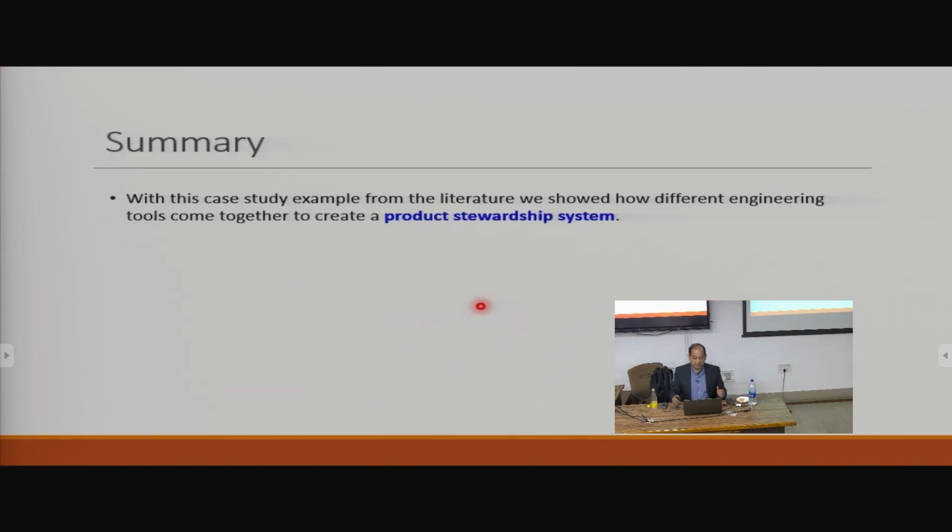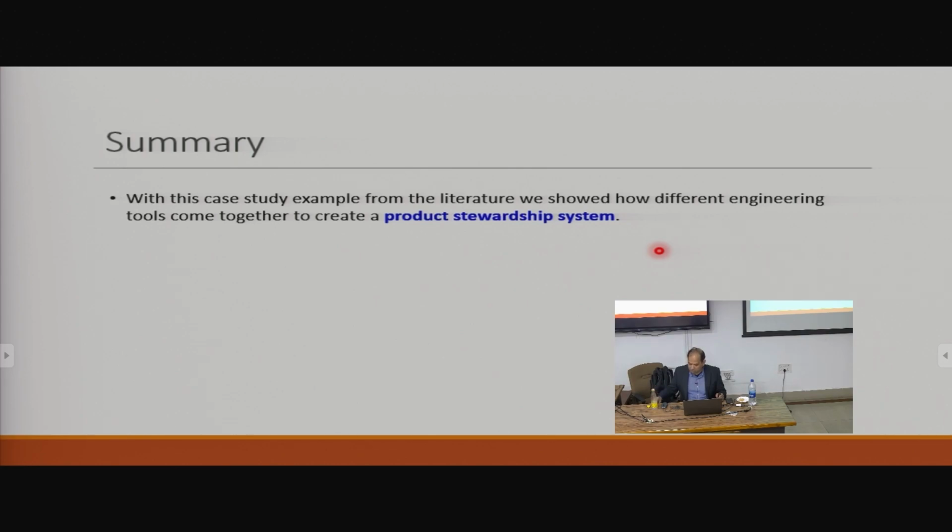With this case study, we showed how different engineering tools come together to create a product stewardship system. So that's my thing with systems engineering. I think you will need these tools. People spend quite a bit of time drawing models and creating wish lists in systems engineering. I think when it comes down to doing systems engineering, you pretty much need those domain independent tools.